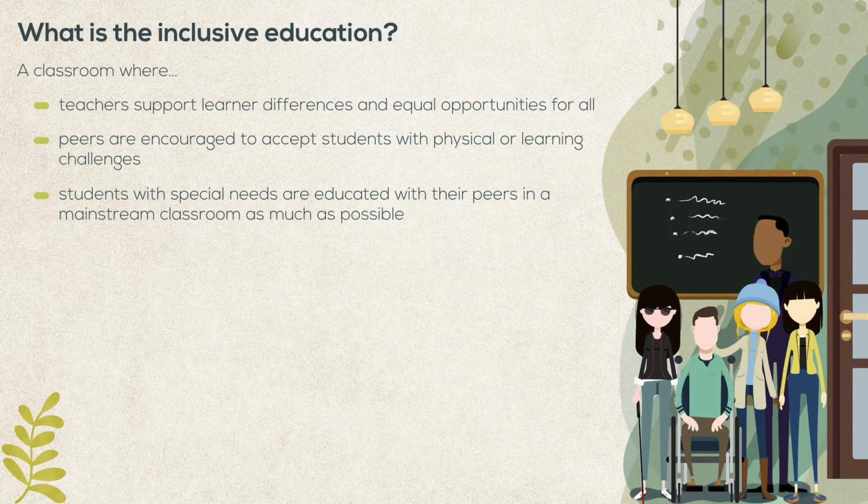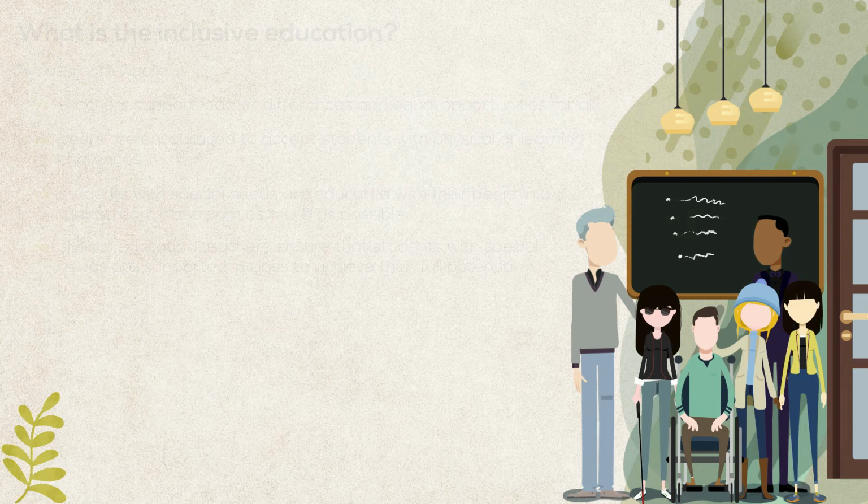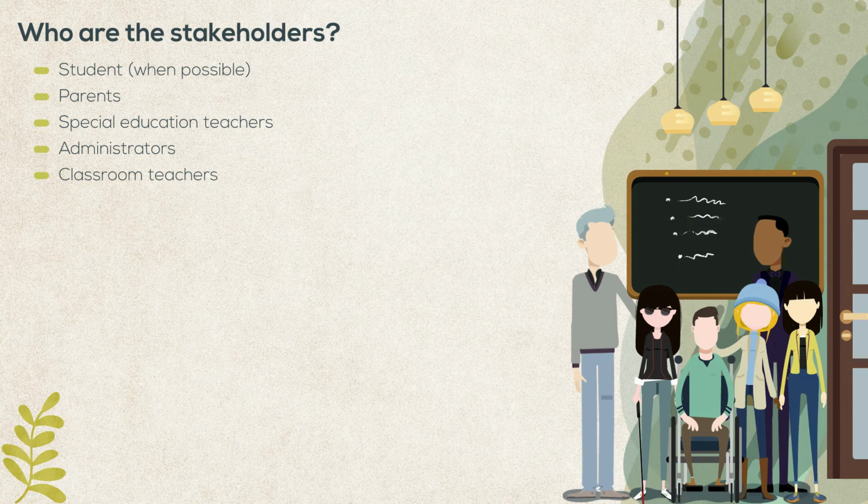It is the main role of the special education teacher to ensure that students with special needs are supported in class to achieve their full potential, as determined by a special education task force, which includes various stakeholders. So, who are these stakeholders? The student, when possible, of course, parents, special education teachers, administrators, classroom teachers, school psychologists, and physical or occupational therapists.